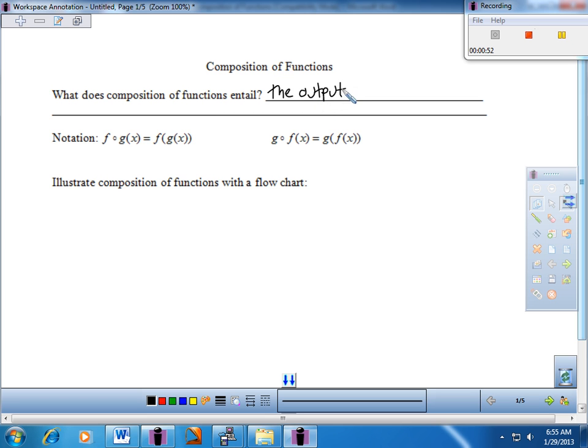And here's what I have on my paper. Basically, the output of one function becomes the input of a second function. So let's get that piece in there. And we'll go ahead and diagram this out momentarily. Let's just get this in quickly, though. There we go. Something like that.